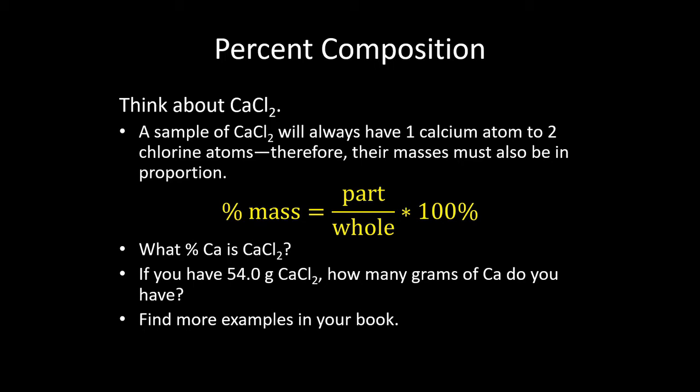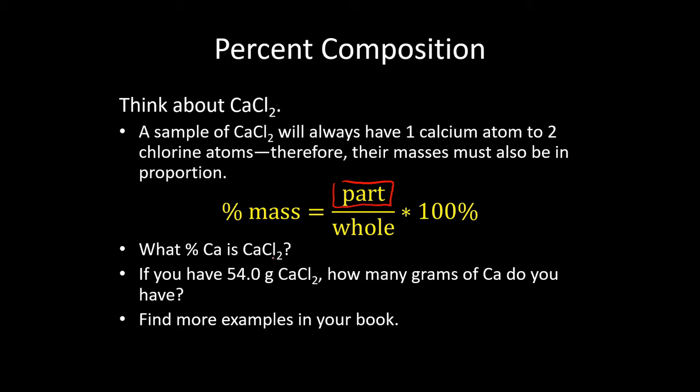And this is what we call the mass percentage, or percent composition, which mean the same thing. That's just 2 different ways of describing it. So the mass percent, or percent composition, is the part that you're interested in, which could be any section of the molecule, divided by the mass of the whole molecule, so the mass of the part divided by the mass of the whole, times 100%. And that will give you the percent mass, or the percent composition.